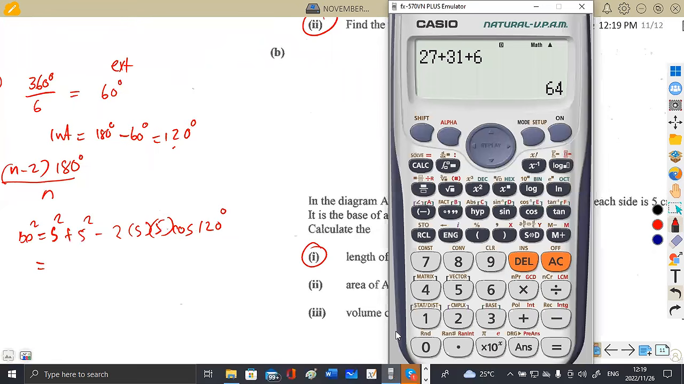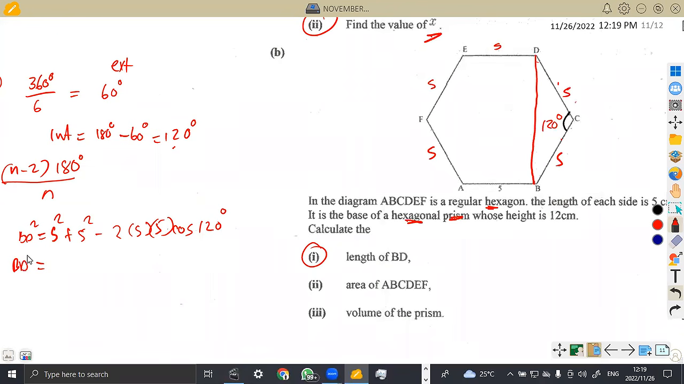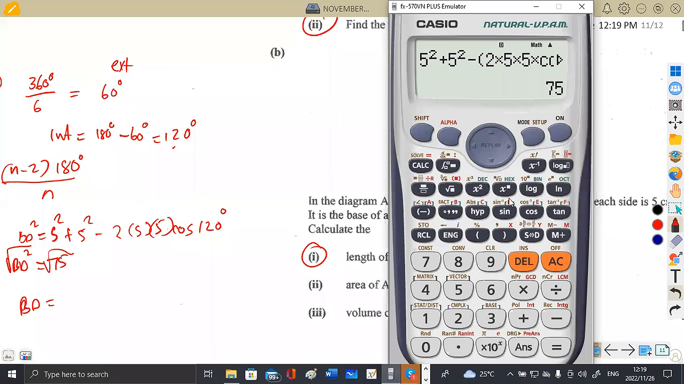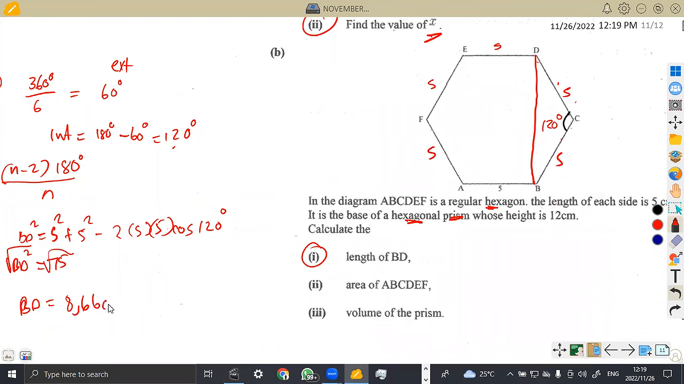But because this part, guys, we talked about it, I'm just going to use the calculator directly. 5 squared plus 5 squared minus, open bracket, 2 times 5 times 5 times cos of 120 degrees. You're going to obtain something like 75. So BD squared is equal to 75. To find BD, that's the square root. So BD is going to be the square root of 75. From our calculator, the square root of answer, which is 75, is 8.660, which is 8.66. So it's going to be 8.66 centimeters.